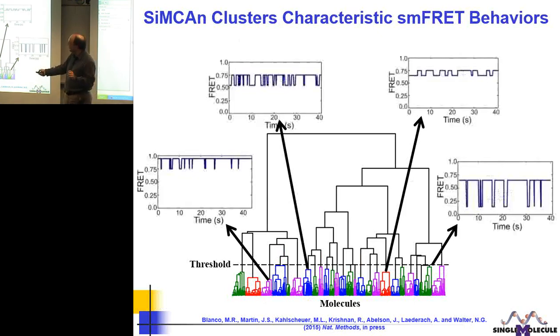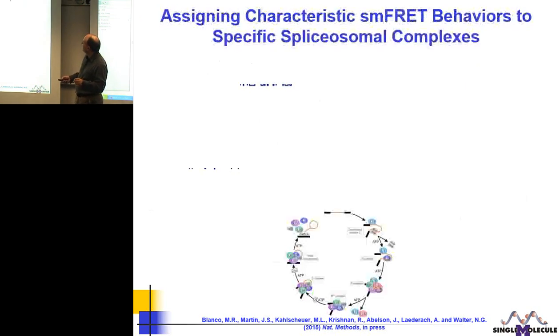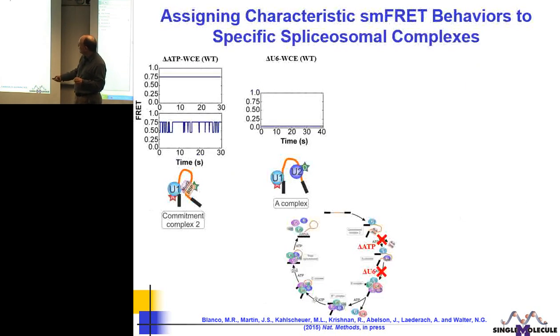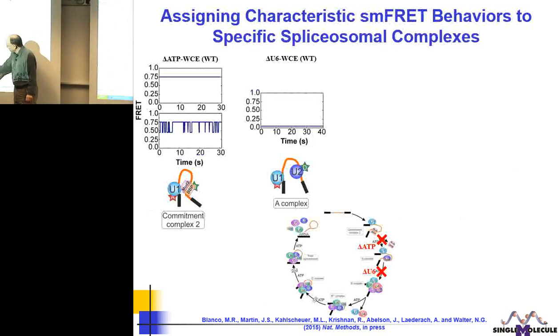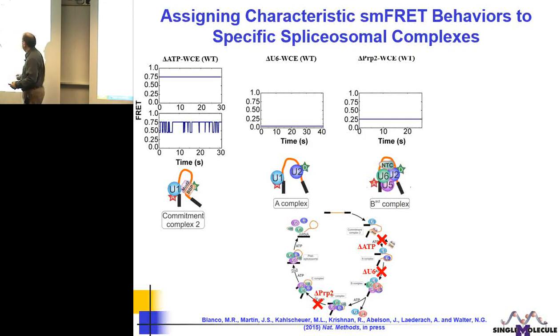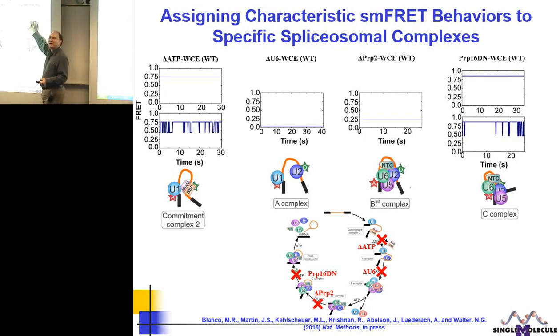And then we can say, okay, how does this look like in a little trace basis? This is this kind of trace, this kind of trace, this kind of trace, right? And eventually, we're able to then block the splicing cycle at specific steps by leaving out ATP, leaving out U6 snRNA, leaving out a PRP2 protein, and so forth, and then identify specific behaviors that accumulate under those conditions, telling us that all of these are seen when we allow processing all the way to the end.